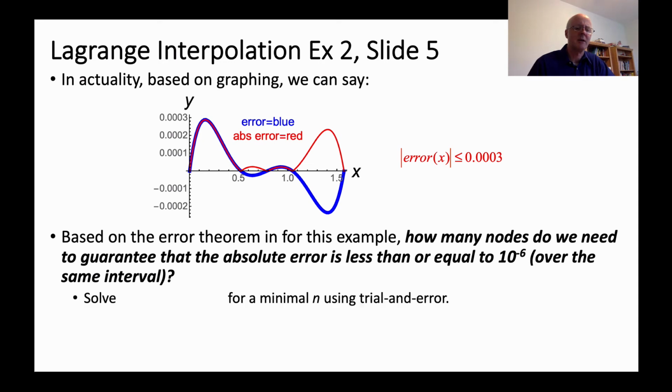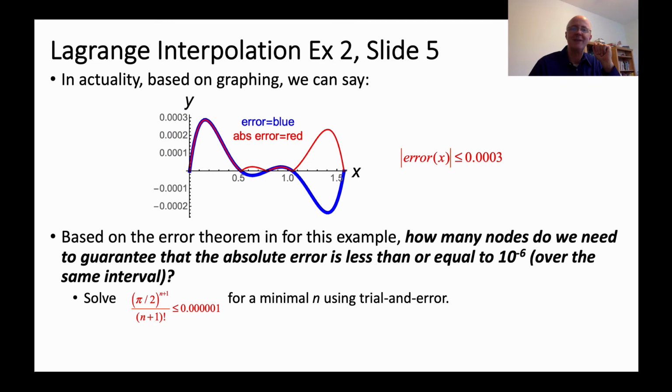We can go back to the theorem and, well, we could go ahead and replace all those factors, the x minus the different nodes, with pi over 2. We're not saying what the nodes are, so probably you should just play it safe and use a pi over 2 in each case. Raised to the n plus 1 power, that's the way the theorem phrases it, divided by n plus 1 factorial. We want that to be less than or equal to 0.000001, which is 10 to the negative 6.